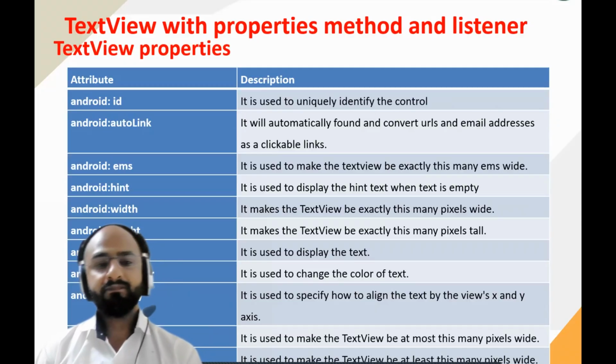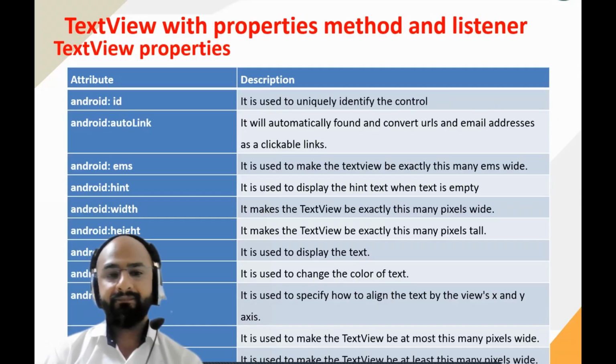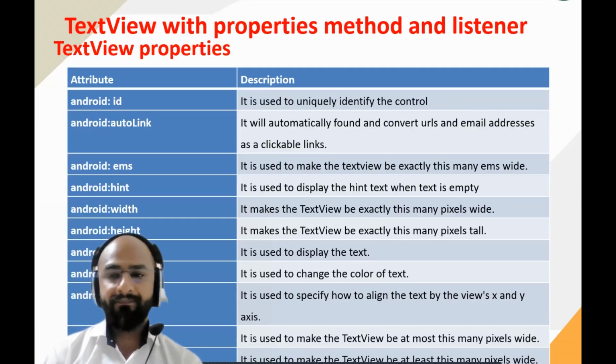Android colon width and Android colon height. These both properties are very important for designing purposes. Width makes the text view exactly this many pixels wide. And the height makes the text view exactly this many pixels tall.